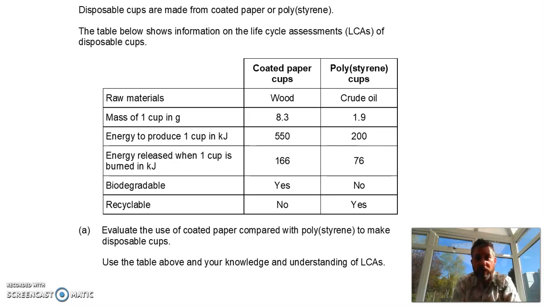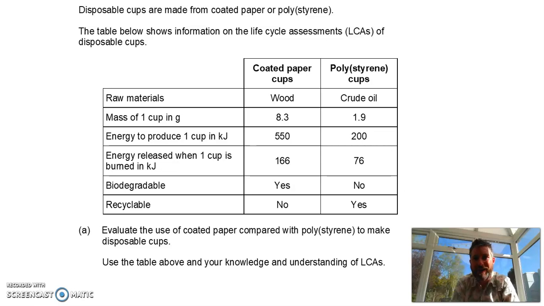So again, it gives you information, the raw materials, the mass of 1 cup in grams, the energy required to produce 1 cup in kilojoules, the energy released when 1 cup is burned in kilojoules, whether they're biodegradable, whether they're recyclable. The difference with this question is it's worth 6 marks, and it's worth 6 marks because it says evaluate the use of coated paper compared with polystyrene to make disposable cups.